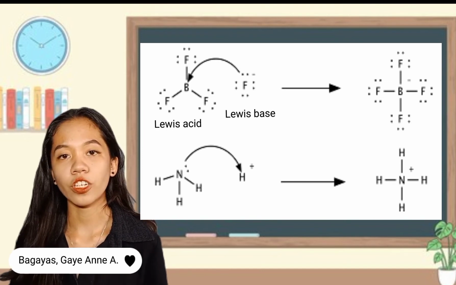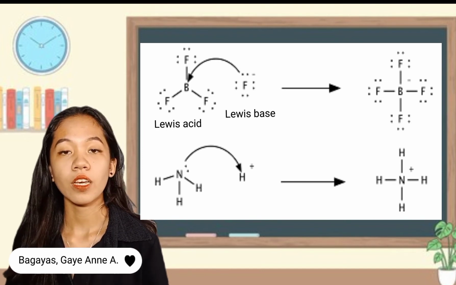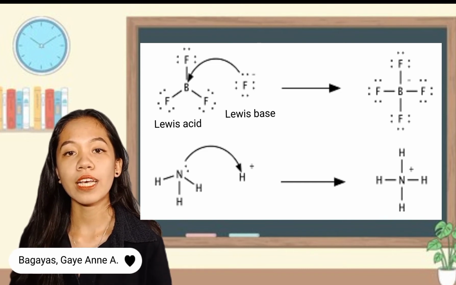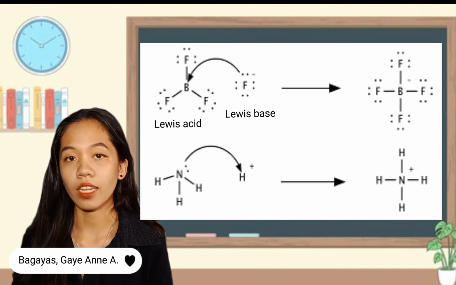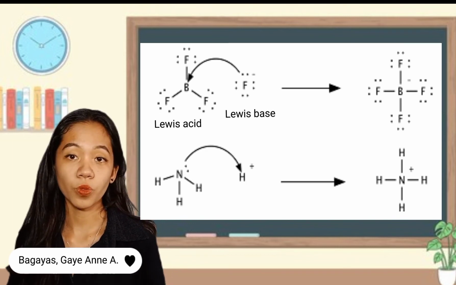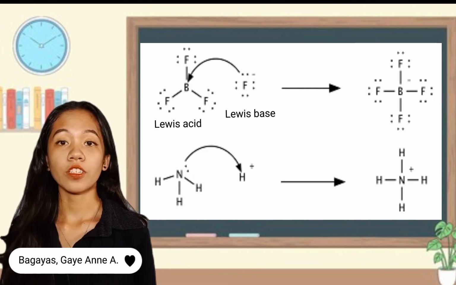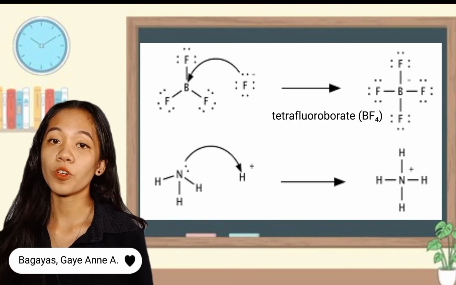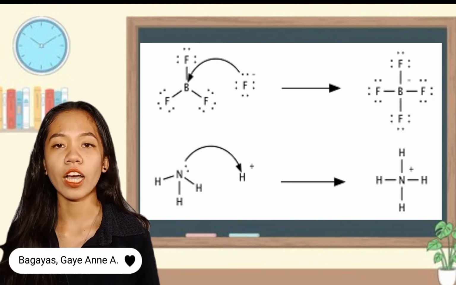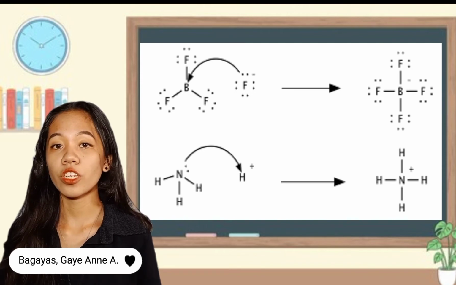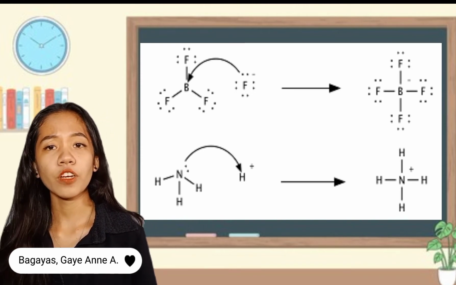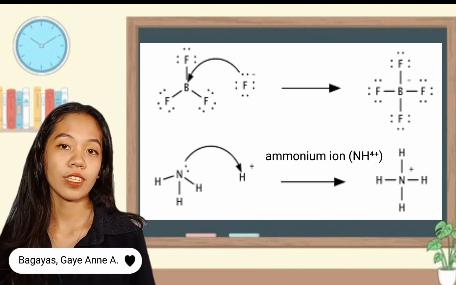In the first reaction, boron trifluoride, BF3, can accept a pair of electrons because boron has an incomplete octet, or just 6 electrons. Remember, boron is one of those exceptions to the octet rule. So the product, or the adduct, of this reaction is tetrafluoroborate, which is BF4-. In the second reaction, the hydrogen ion, H+, is a cation that can accept a pair of electrons from ammonia, NH3. The product formed is the ammonium ion, NH4+.